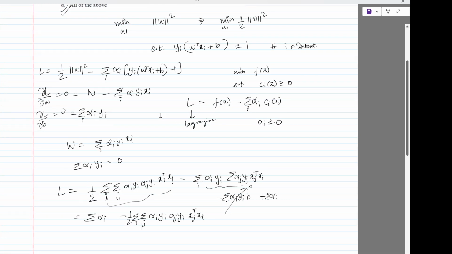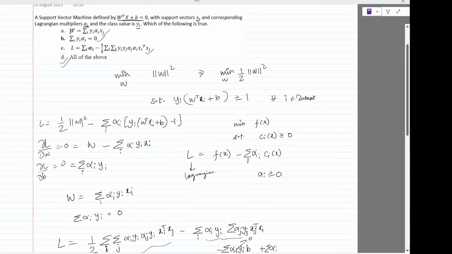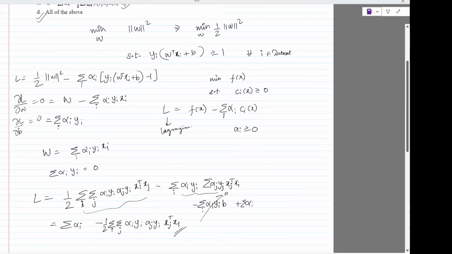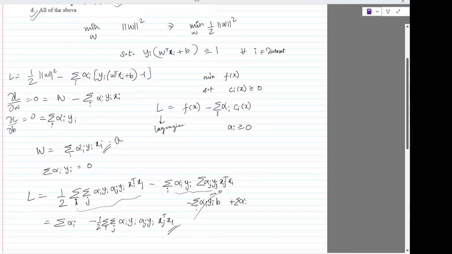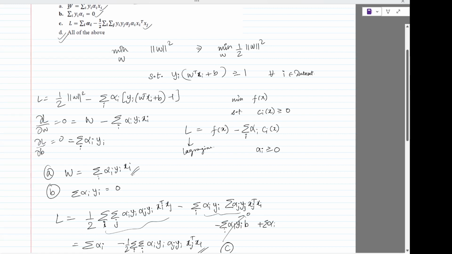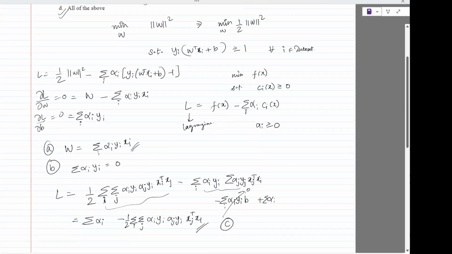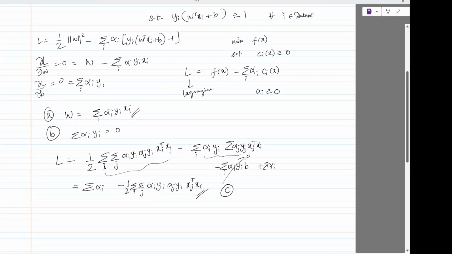So what we did is, this is the C option, this is the A option, B option and C option. We use the Lagrangian to get what will be the optimal values of W with respect to the Lagrange multipliers, and then we substituted those values into the Lagrangian equation to rewrite it in terms of the Lagrange multipliers.